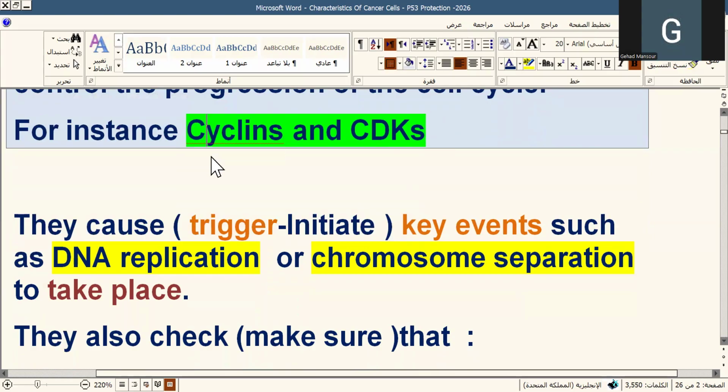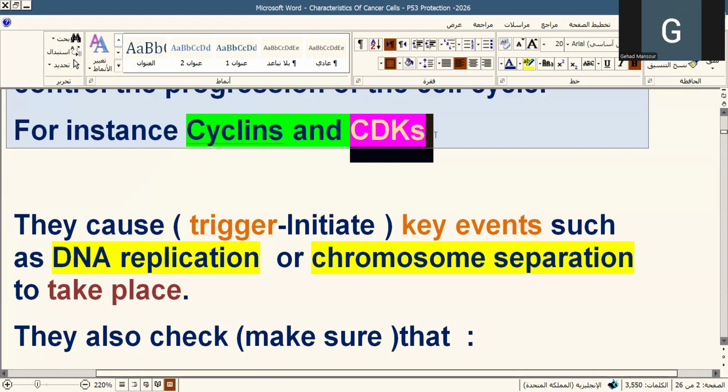They got their name from the fact that their level is fluctuating all the time across the cell cycle, or along the cell cycle, and we have discussed them in previous videos on the cell cycle. There is a video on the channel talking in detail about the action of the cyclins, cyclin-dependent kinases, and the regulation of the cell cycle. Here, we are just reviewing this in order to start the characteristics of the cancer cells.